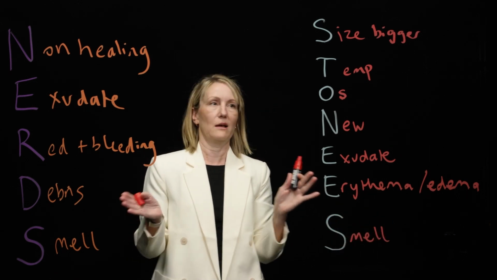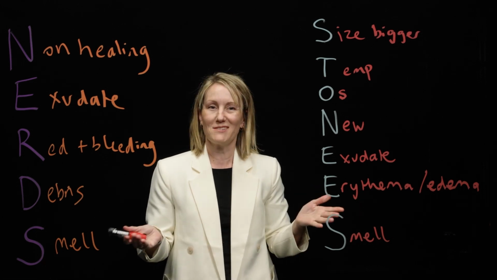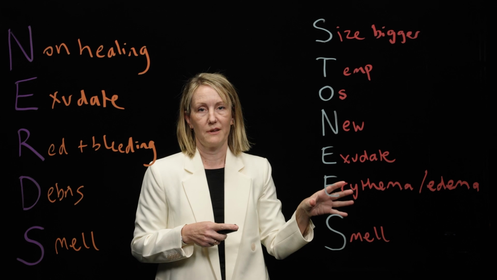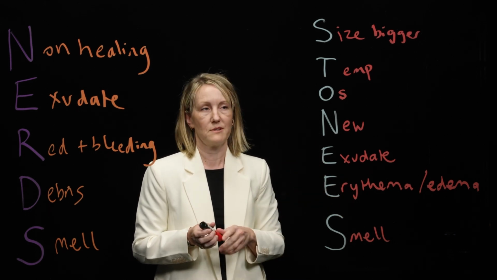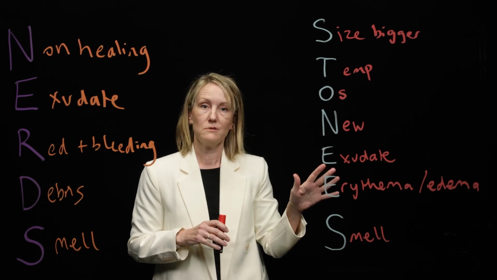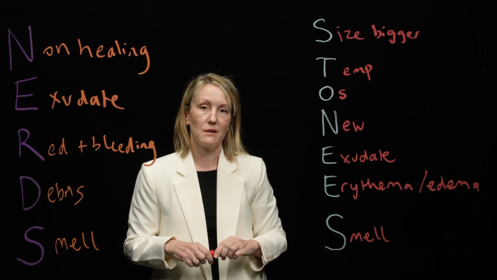So you can see there's some overlap between NERDS and STONES, but for STONES, similar to NERDS, if there's 3 or more of those features, it is suggestive of local infection. And the more features that are present, the higher the sensitivity and specificity. So if someone has 3 or more features of STONES, we need to suspect local infection and think about the need for systemic antibiotics.